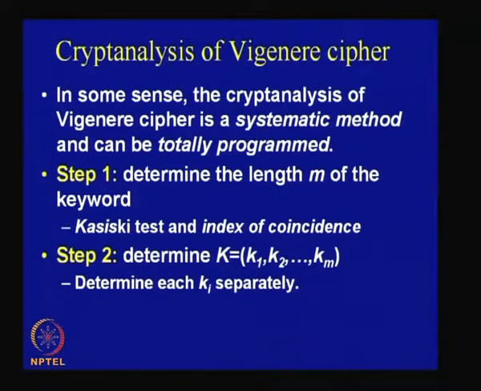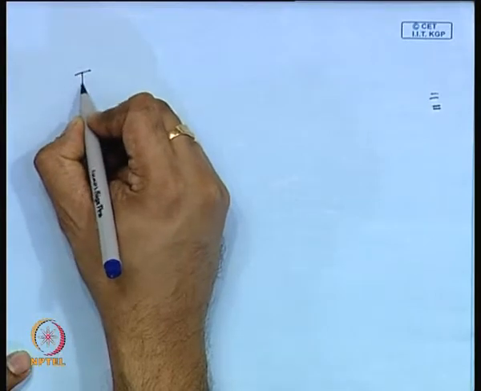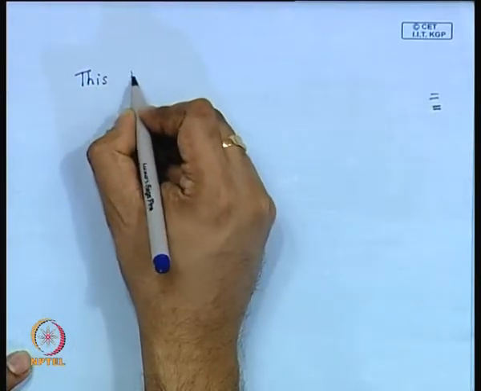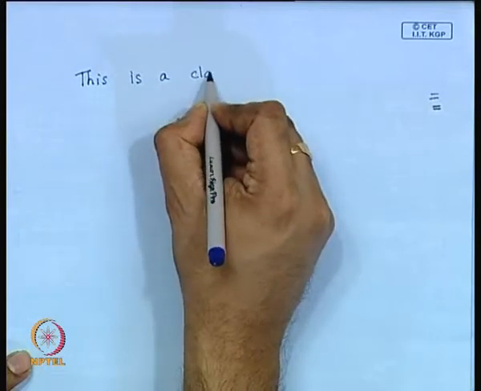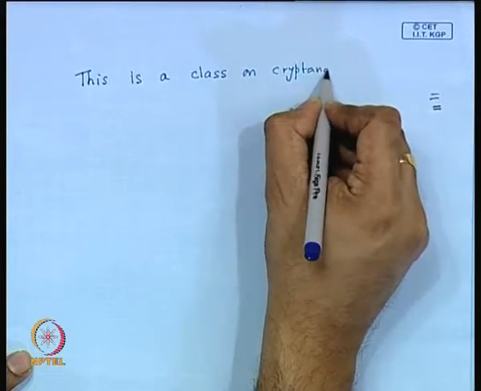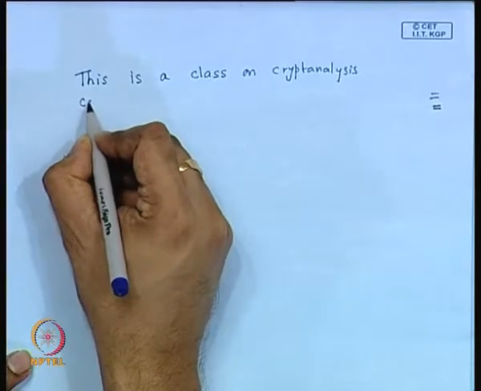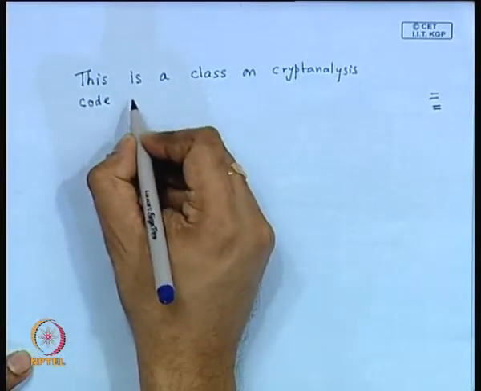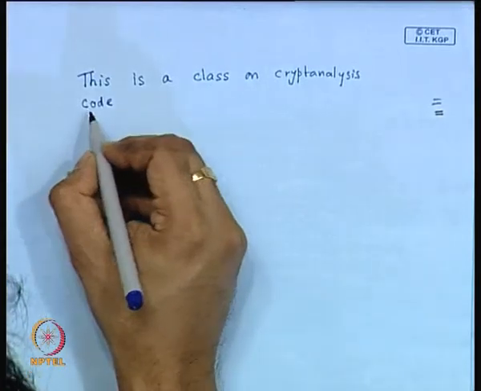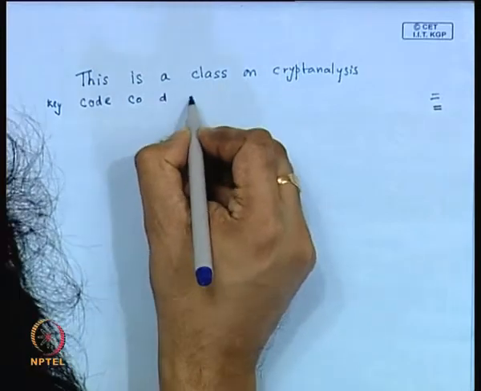Okay, so what is done in a polyalphabetic cipher, just to recap, you remember that you have this plain text message. So let us consider a plain text message, for example, "this is a class on cryptanalysis". And the key could be, for example, CODE. In the case of a polyalphabetic cipher, we took this keyword CODE and we repeated it, right? So therefore we kept it like this.